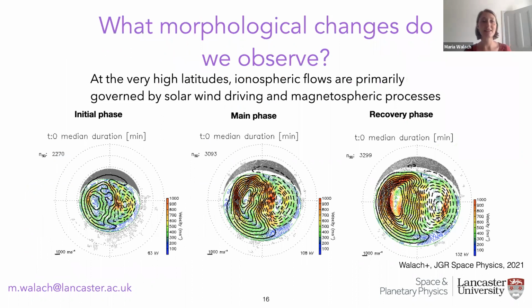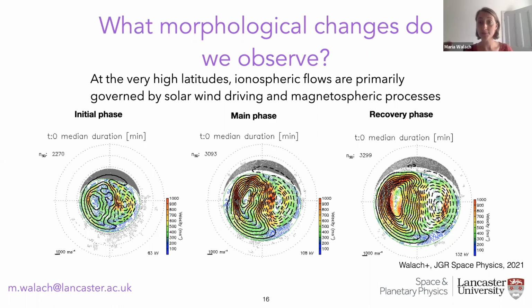So we can do other things with this data set. We can look at morphological changes, and what do we observe? Well, we know that at the very high latitude, ionospheric flows are primarily governed by solar wind driving and magnetospheric processes. That is to say, a lot of it is to do with what we had earlier on. These electrodynamics are driven by the field aligned currents and the reconnection rates. So the electric fields map from the ionosphere out and vice versa. And so that's what's driving all this.